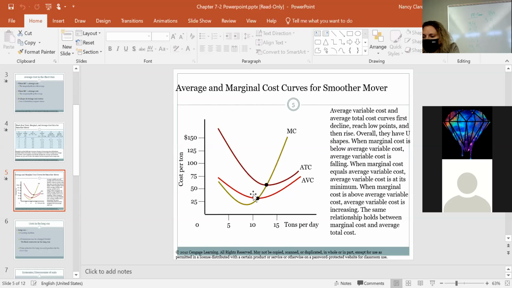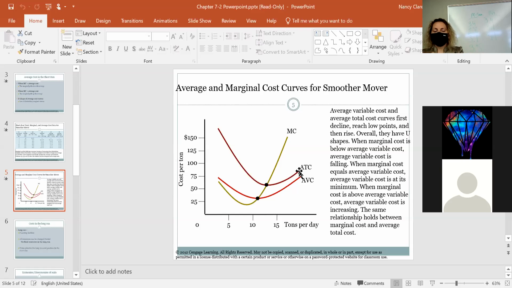So your average variable cost curve is always going to sit below your average total cost curve. Well, it's pretty obvious. It's average variable plus average fixed that gives you total, so you would expect the total to be higher than the variable because the difference is the fixed, right? The vertical distance between ATC and AVC is average fixed cost.